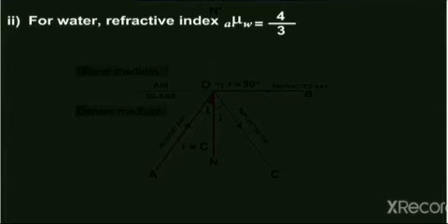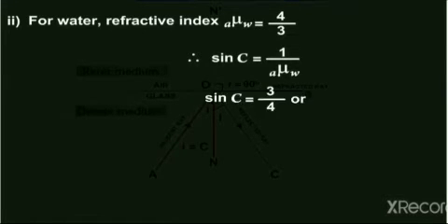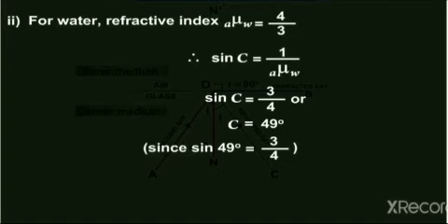Second, for water, refractive index of water with respect to air is equal to 4 upon 3. Sine C is equal to 1 upon refractive index of water with respect to air, which equals 3 upon 4, or C is equal to 49 degrees, since sine 49 degrees is approximately equal to 3 upon 4. Hope it's all clear till now.